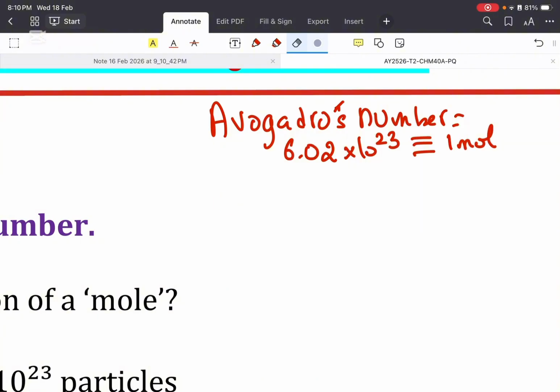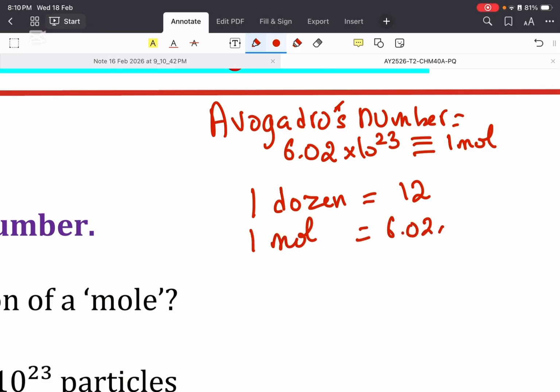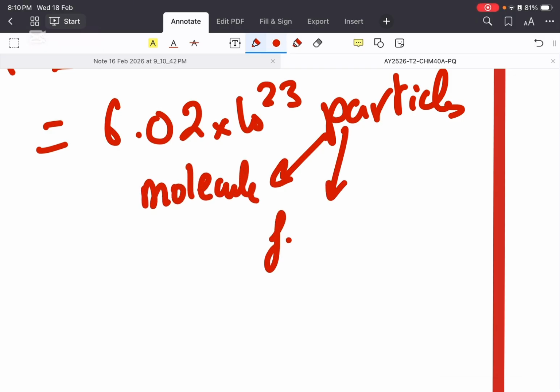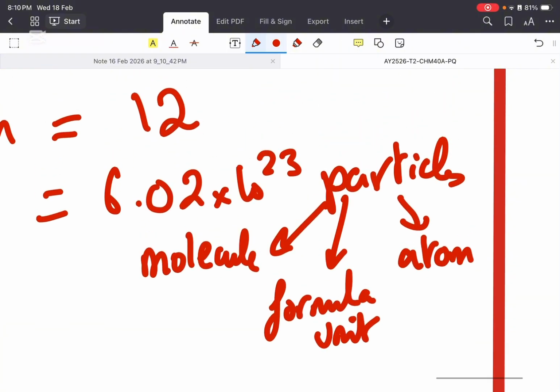Remember the same concept of a dozen. When I say 1 dozen, it means 12 pieces. When I say 1 mole, it means 6.02 times 10 to the power 23 particles. What could a particle be? A particle is a representative particle. It could be a molecule, it could be a formula unit, or it could be an atom.